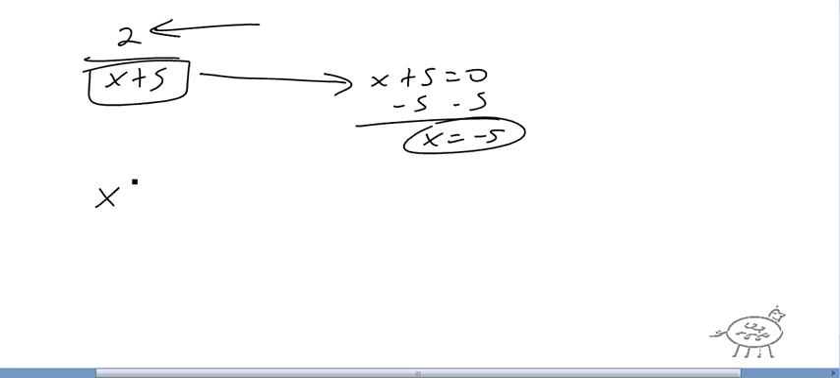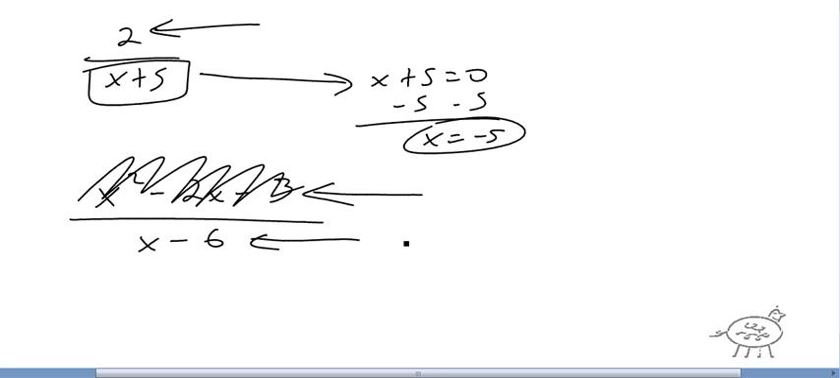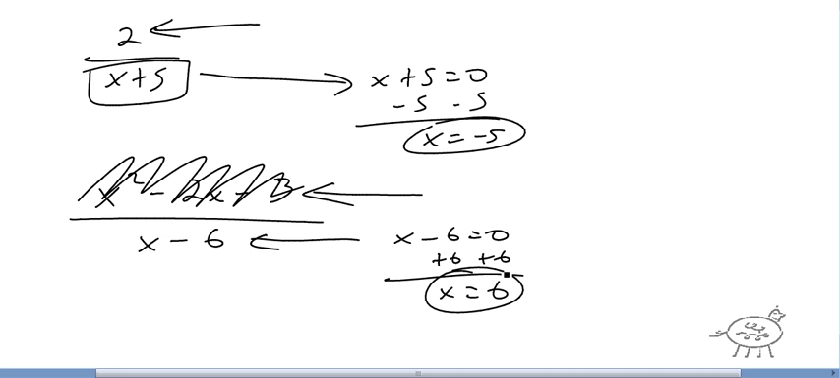Here's another one. X squared minus 2x minus 3 over x minus 6. Okay, again, I don't care what that is. In fact, I am going to cross it off. If that's the question that's being asked, I don't care what the top is, the numerator. I only care about the bottom. X minus 6 equals 0. Add 6 to both sides. X equals 6. That's your answer. That's where it's undefined, at x equals 6.